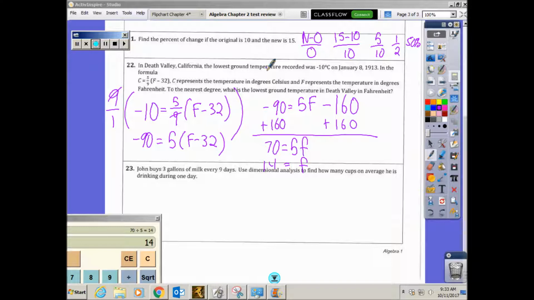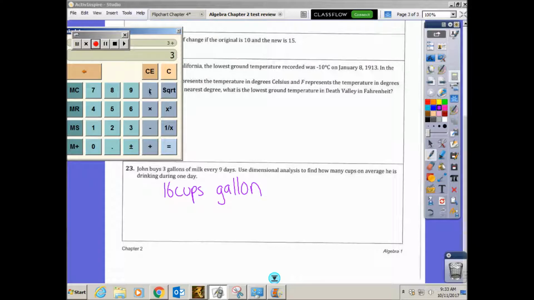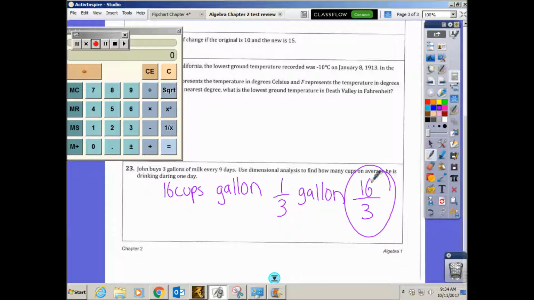And I lied. We do have one more dimensional analysis problem. So we looked it up, and there are 16 cups in a gallon. So if he drank 3 gallons of milk every 9 days, 3 divided by 9, he drank 0.33 or 1/3 gallon every day. And 16 divided by 3, oh, we don't want a repeating decimal. 16 cups divided by 3, he drank 16/3 cups every day.